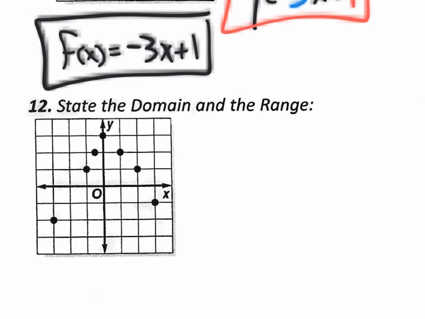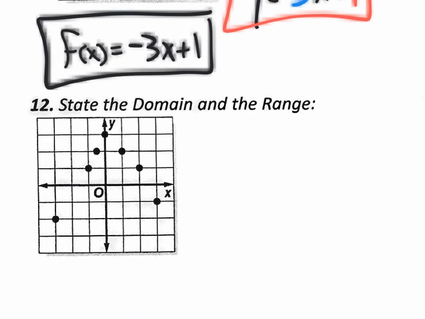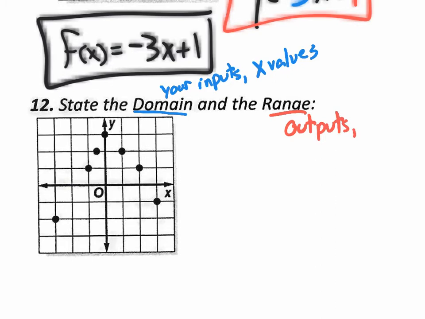Number 12, state the domain and the range. We need to know these things from a long time ago, it's super easy questions. You just need to refresh your memory. Remember, the domain values are your inputs, which are your x values. Okay? Now, when you talk about the range values, those are your outputs, which are your y values.